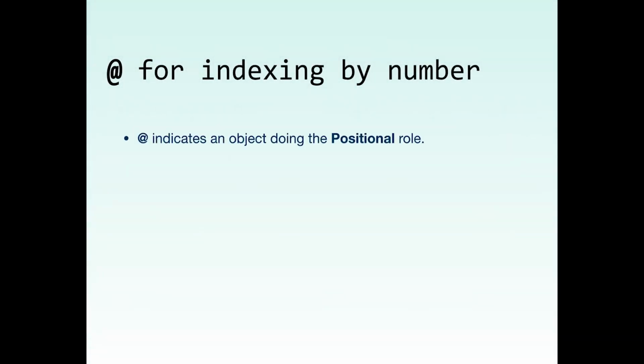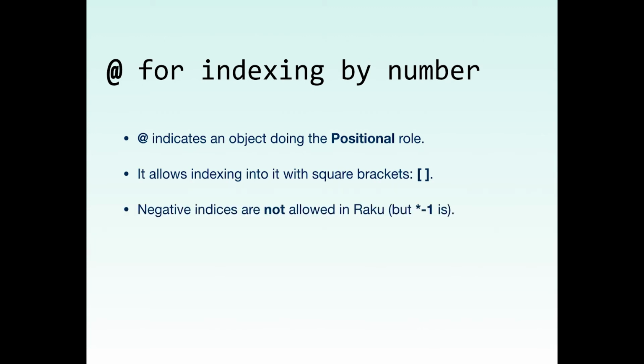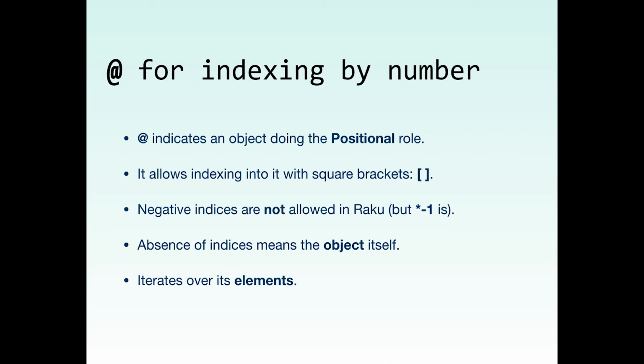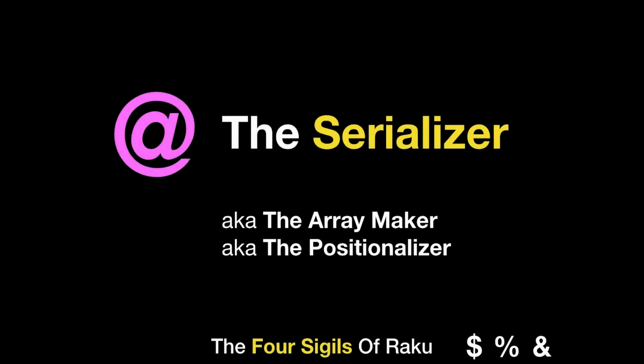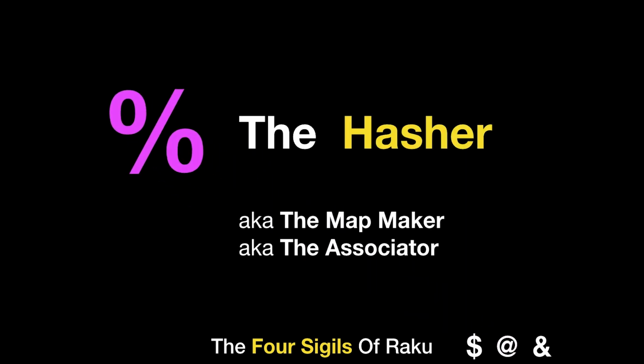So the @ sign allows you indexing by number. It indicates an object doing the positional role. It allows indexing with the square brackets. Negative indexes are not allowed in Raku, but *-1 is. And the absence of indices means the object itself. And you can iterate, and when you iterate over it, it will iterate over its elements. So there you go with the serializer. So now have a look at the percent sign, aka the hasher or the map maker or the associator.